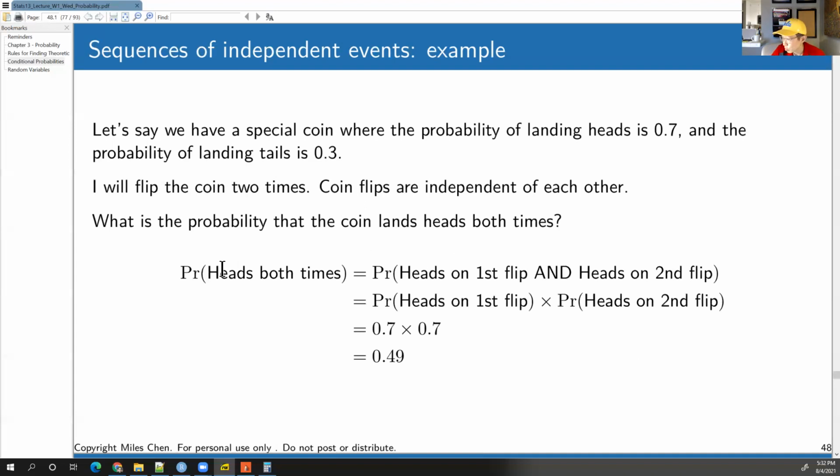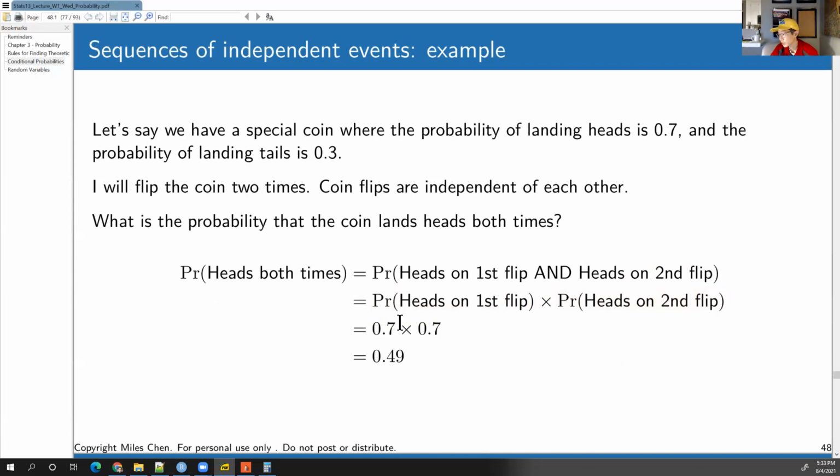So to get the probability of heads both times, I wrote all of this out here. Means you have to get heads on the first flip. That's going to happen with probability 0.7. And you have to get heads on the second flip. Okay. Getting heads on the first flip is independent of getting heads on the second flip. So we can just take the product of these two things. We're going to take the product of getting heads on the first flip and multiply it by the probability of getting heads on the second flip.